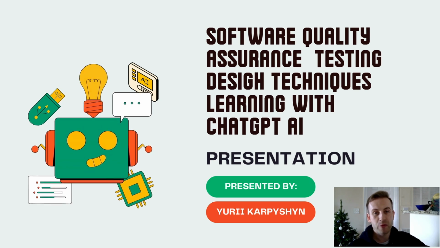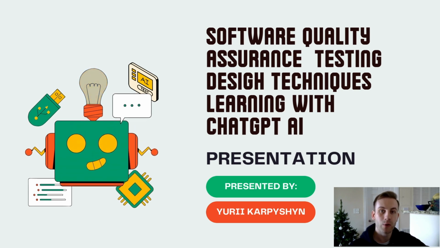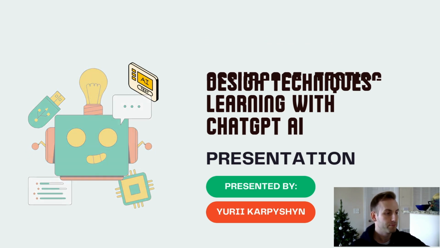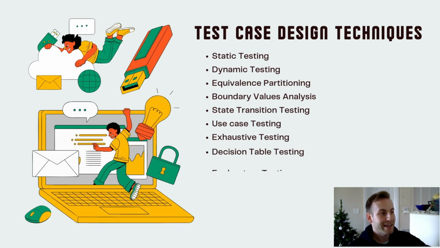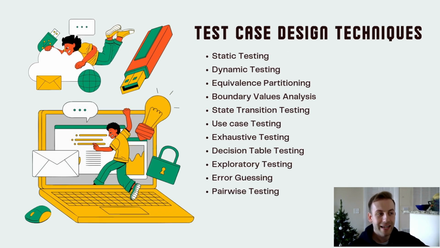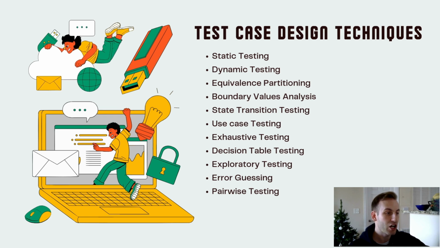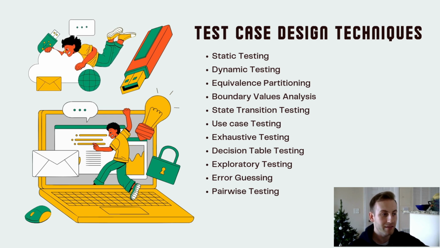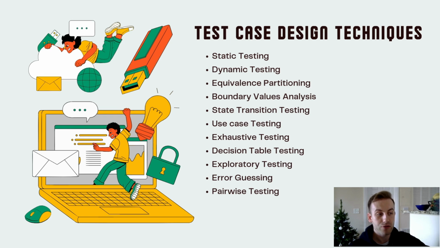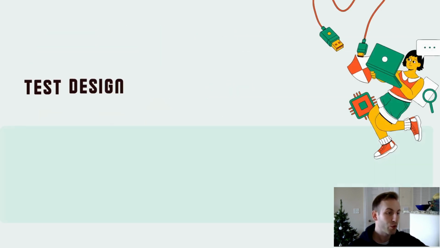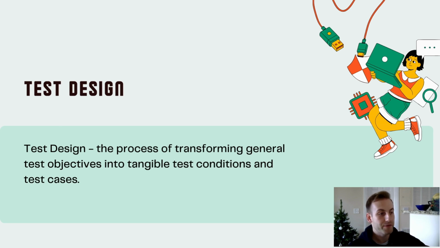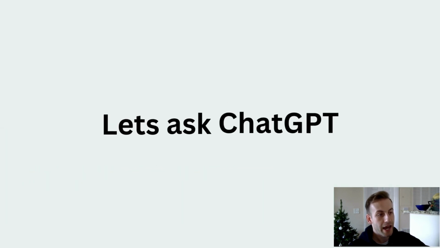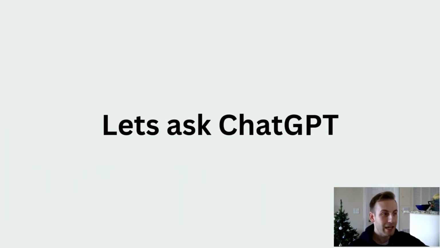AI. We're back to our presentation, and for today's agenda, we will have test case design techniques. We'll look into static testing, dynamic testing, equivalence partitioning, boundary value analysis, state transition, use case, exhaustive testing, decision table testing, exploratory testing, error guessing, and also pairwise testing. So what is test design? Test design is the process of transforming general test objectives into tangible test conditions and test cases. And for more information and for more real examples and scenarios, we'll ask ChatGPT.